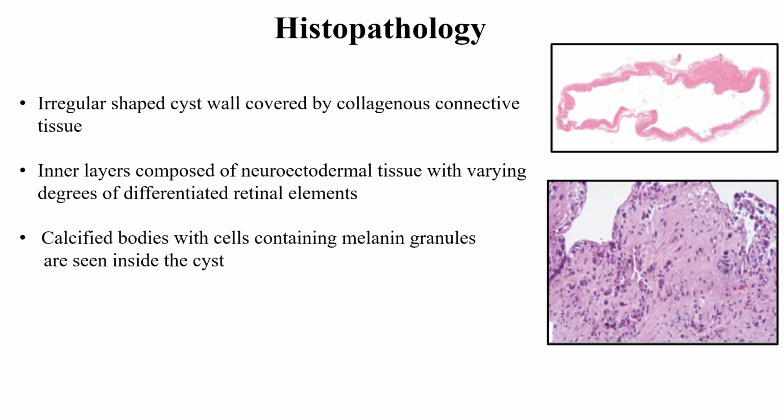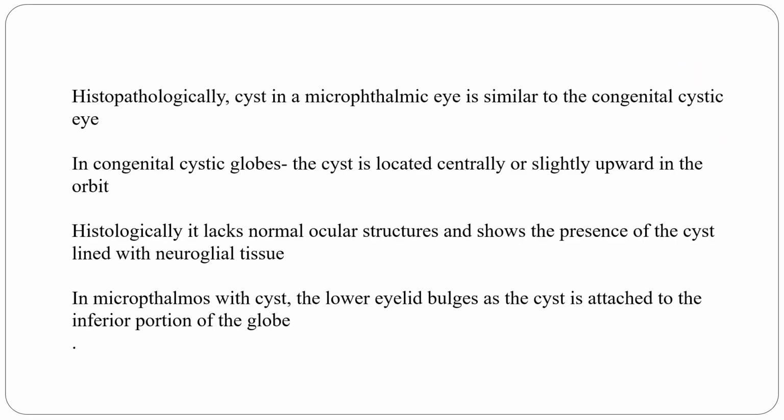In histopathology, one sees an irregularly shaped cyst wall covered with collagenous connective tissue. The inner layer is composed of neuroectodermal tissue with varying degrees of differentiated retinal elements. Calcified bodies with cells containing melanin granules are seen inside the cyst. Histopathologically, the cyst in a microphthalmic eye is similar to the congenital cystic eye.